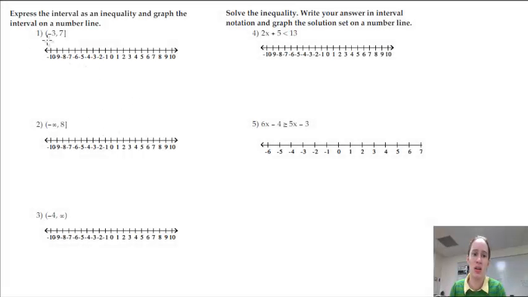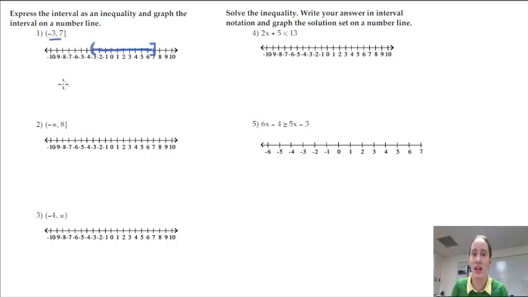Okay, number 1 through 3 have the instructions: express the interval as an inequality and graph the interval on a number line. So I think it's easier to graph it first, because when we see this, we're saying that x has to be between -3 and 7, and so that means that, remember, we put a parentheses when we see parentheses. Parentheses means not equal to. We put a bracket where we have a bracket, which is at 7, which means it is equal to at 7, and then we're saying x has to be between those, so we're shading between. That's the graphical part of that.